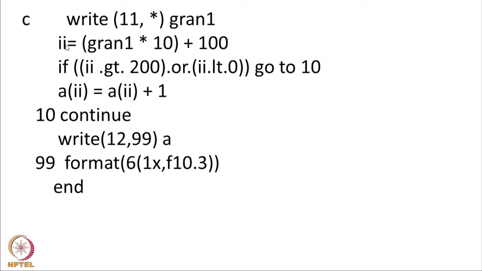So, this way wherever the Gaussian random number lies between a minus value and a plus value, I get an integer corresponding to that and I update my array II. I update my array A. So, if that random number comes many times, so that array will have values of that index.